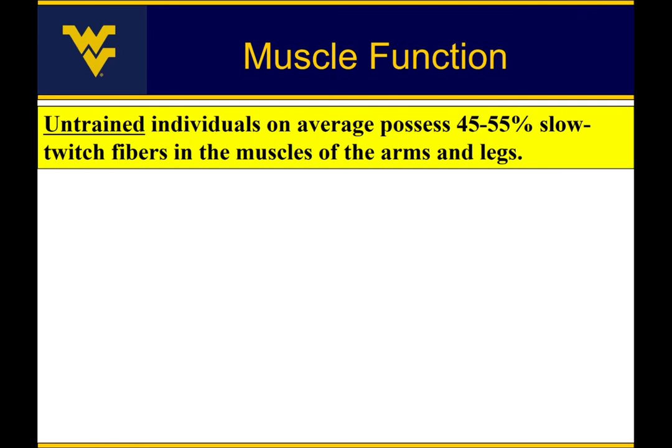When we consider the muscle composition of untrained individuals, meaning people that aren't actively involved in exercise training or athletics, on average, there's 45 to 55% slow twitch fibers in the muscles of the arms and the legs.